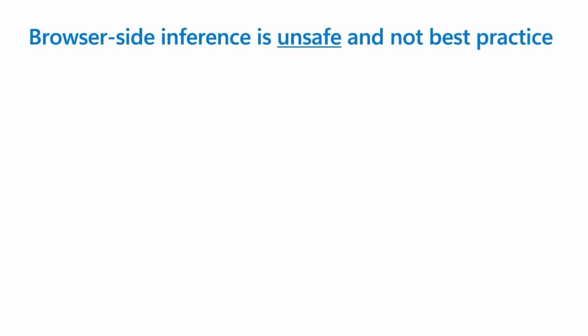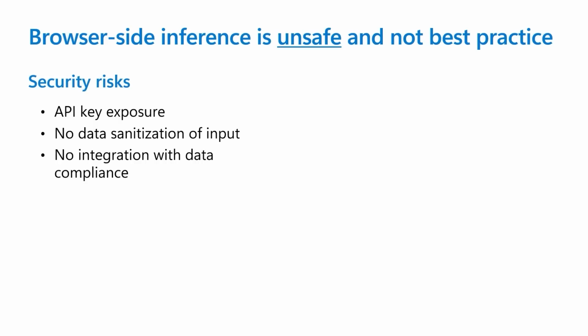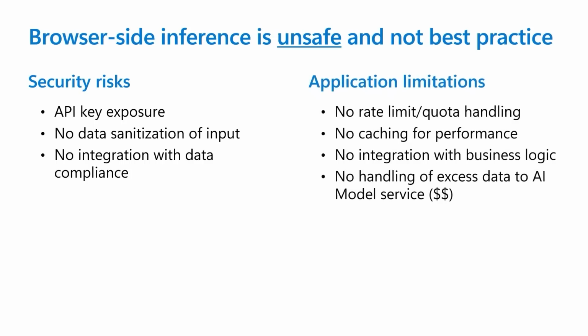Unfortunately, browser-side inference is unsafe and not best practice. From a security standpoint, there's API key exposure in the browser, and no sanitization of the input, meaning that users can potentially maliciously send content to your model. Additionally, if you have data compliance requirements, there's no integration with that. From an application standpoint, there's also no rate limit and quota handling, as well as no caching, which means performance and cost can go up. There's no integration with business logic since you're directly calling the AI model. As such, no handling of excess data, which can result in more costs.